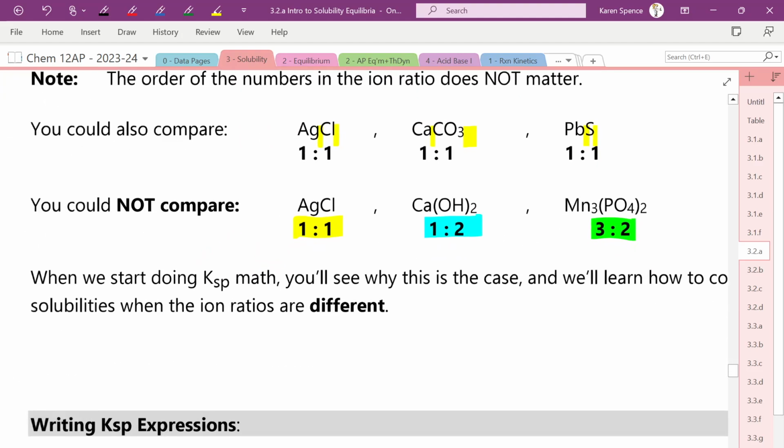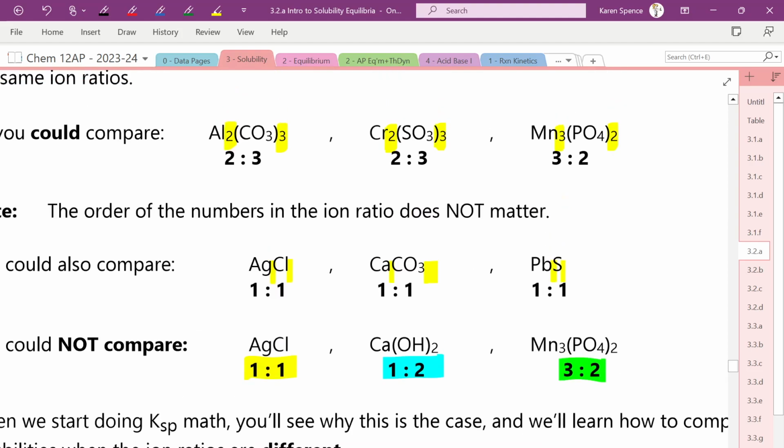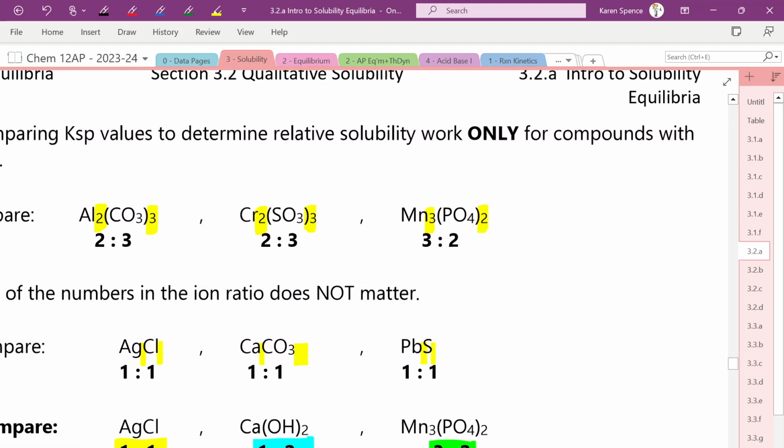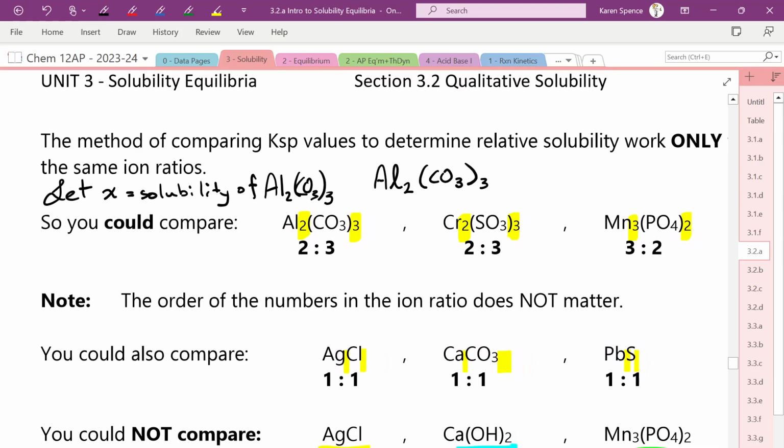So let's just take a look at the KSP. Let's just take Al2(CO3)3, and we are going to let X equal the solubility of Al2(CO3)3.